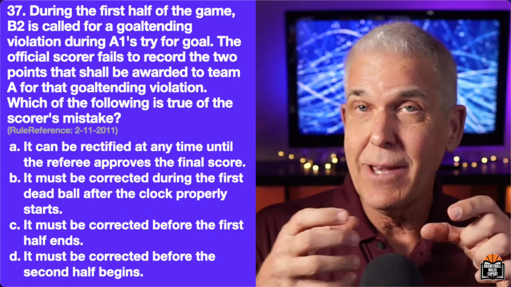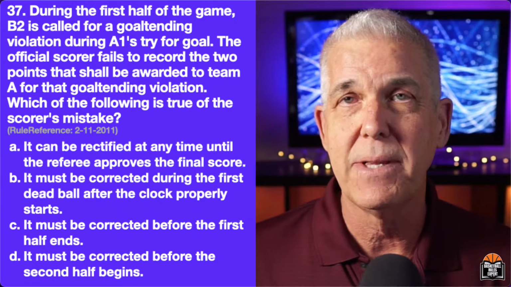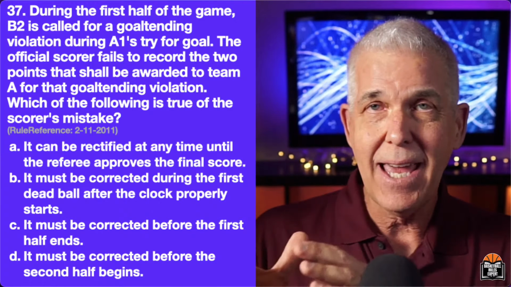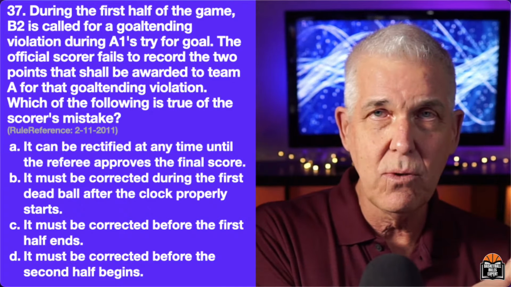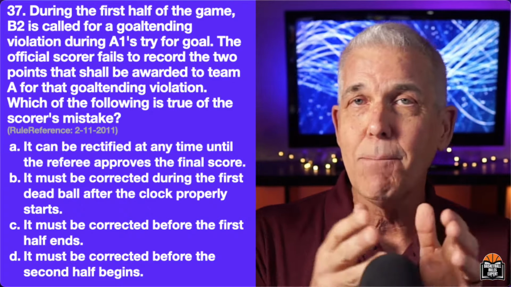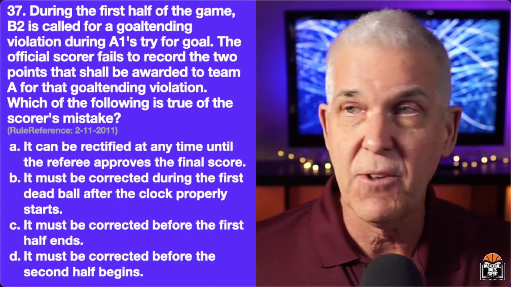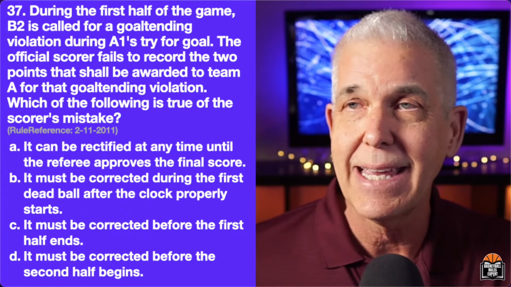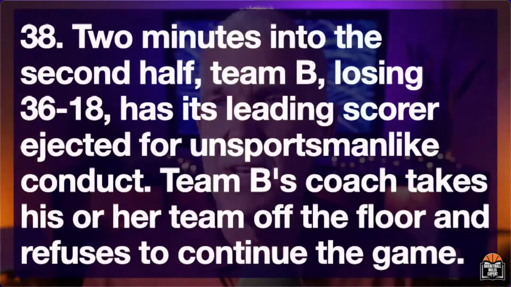Again, previously we had a correctable error scenario. This is not one of the correctable error scenarios. A mistake in the bookkeeping, a mistake by the scorer failing to mark a score, erroneously marking a score, can be corrected at any point until the referee approves the final score. Our correct answer here is A. All right, 38. Moving on.